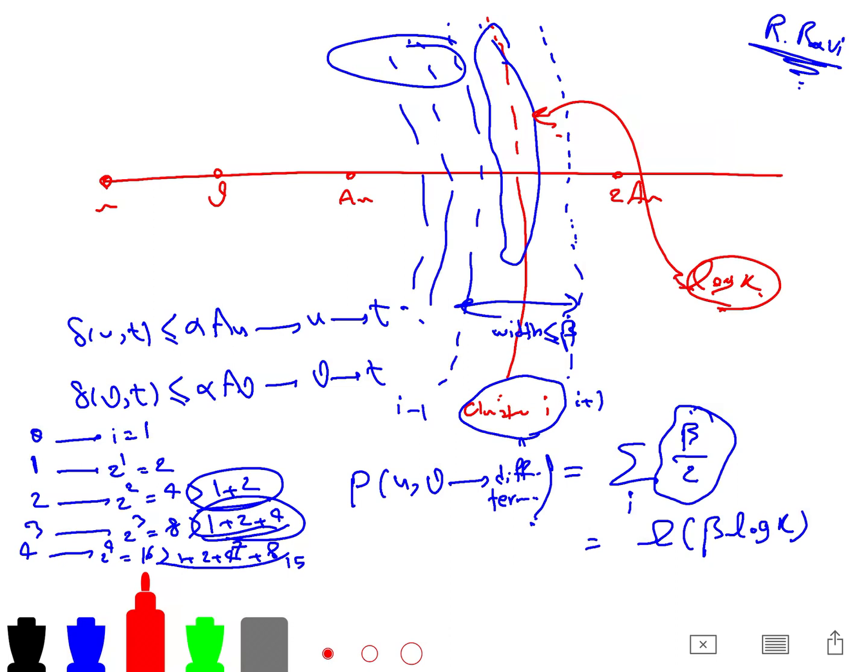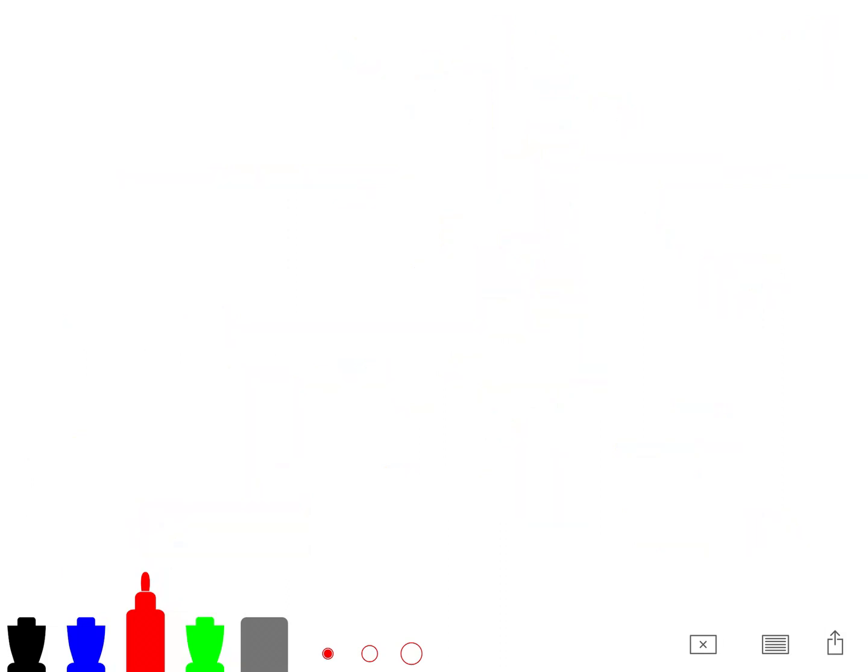This is the amount that can be cut in the layers. How many layers? We have log K layers, because in the next layer, the number of terminals is going to be doubled. So this is the tightest case. If we consider the tightest case, then we are done, because nothing can go more than the tightest case.